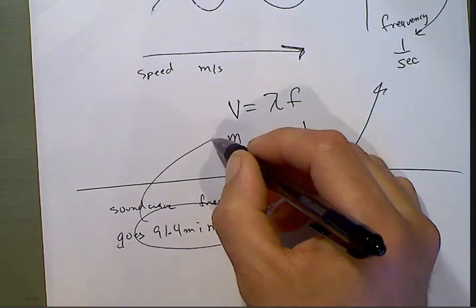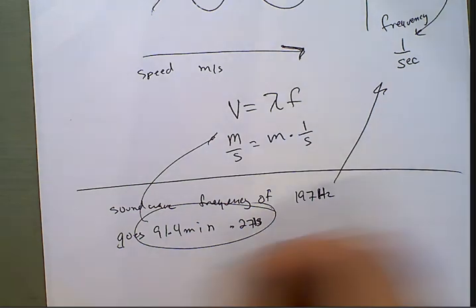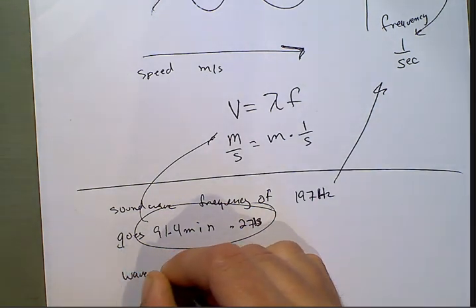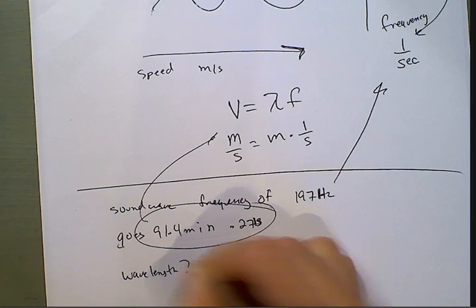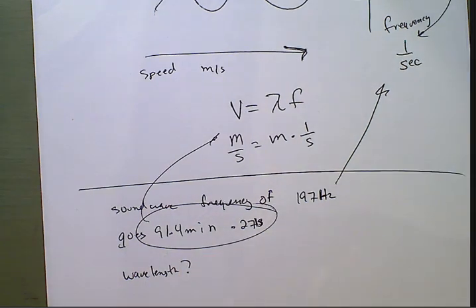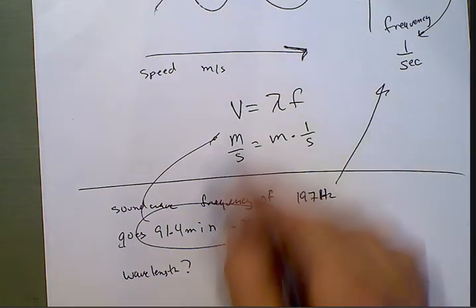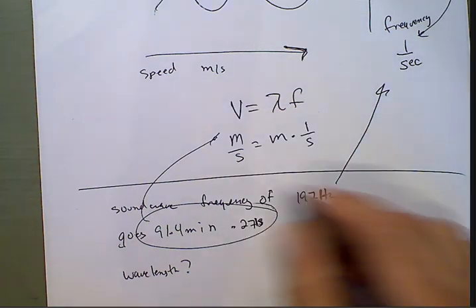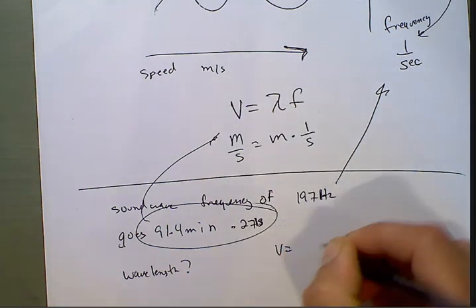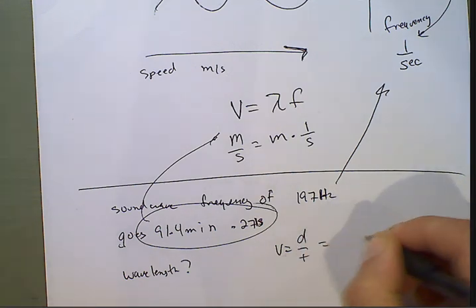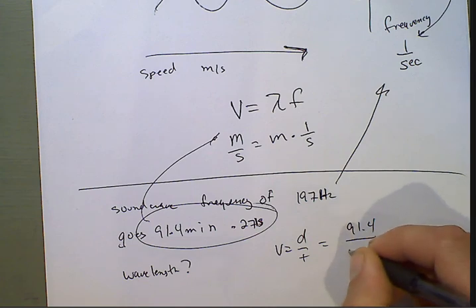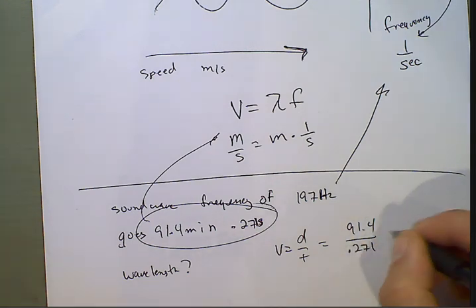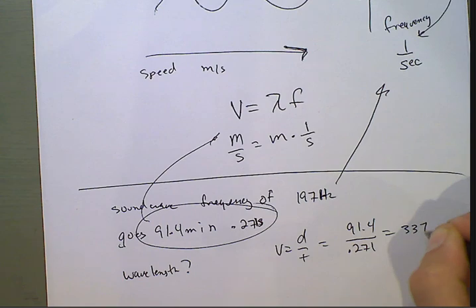So we got a distance over time, so there we get our velocity. The question is, what is the wavelength? And I think it also asks for the period, and we'll talk about that in just a second. But first, let's solve for the wavelength, because now we have 2 out of 3 for this equation. My velocity equals distance over time, so that's 91.4 divided by 0.271 seconds, and I get a screaming 337 meters per second.